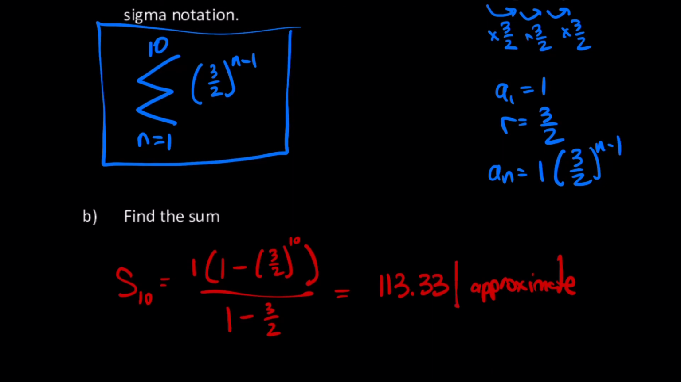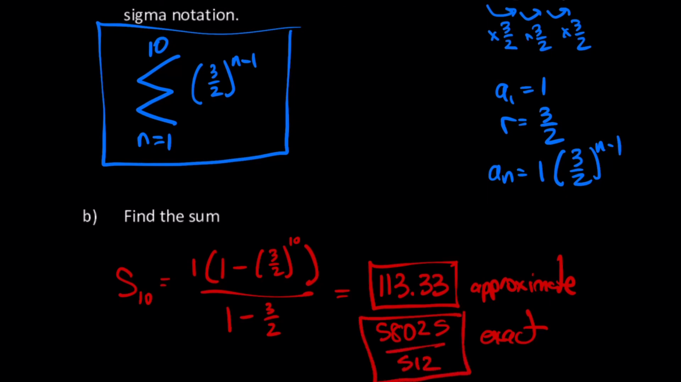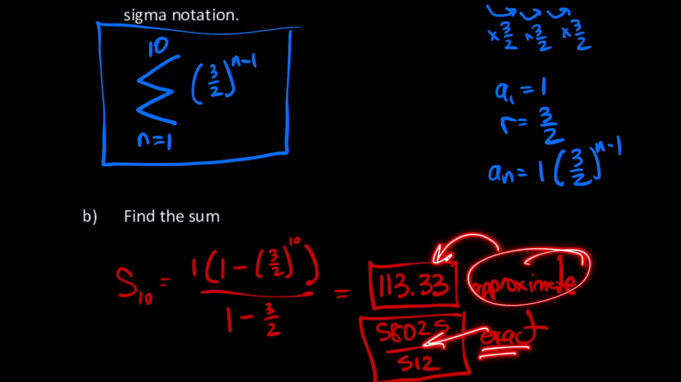If the question says exact, that means it needs to be a fraction. So exact value would actually be this crazy fraction. You could say 113 and 1/3, or 58,025 over 512. So know the difference between approximate, which is always a decimal, and exact, which is a fraction.